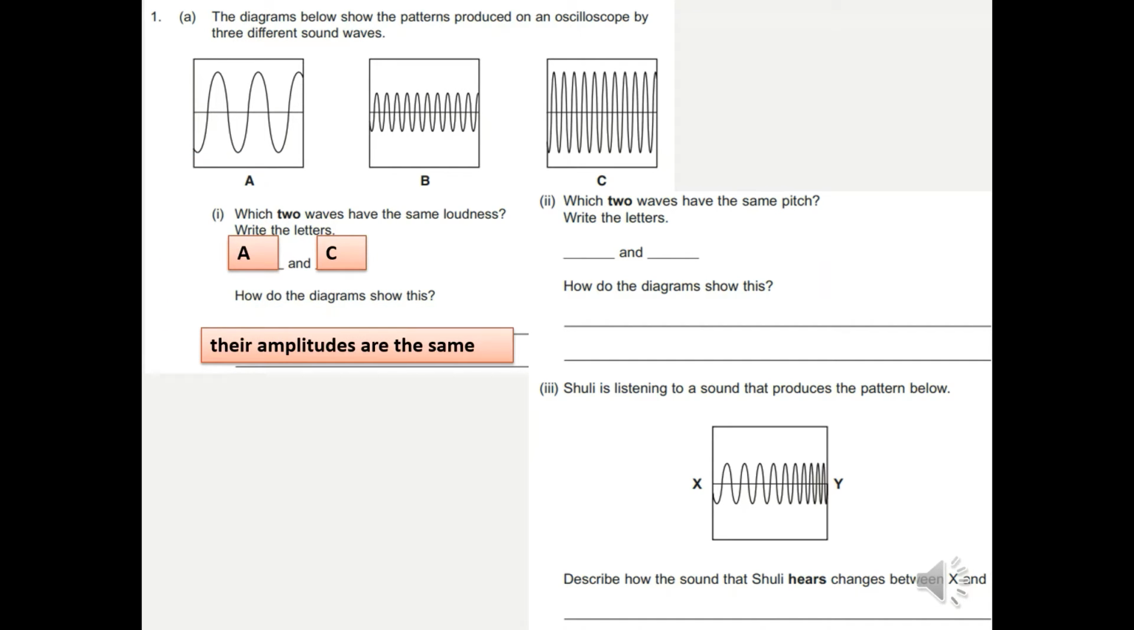Now, to move further on, it says which 2 waves have the same pitch? And of course, when we look at the diagrams, we can recognize that B and C have the same pitch. We know this because their frequencies are the same, and we can count how many waves are there. Now, Shuli is listening to a sound that produces the pattern below. Describe how the sound that Shuli hears changes between X and Y.